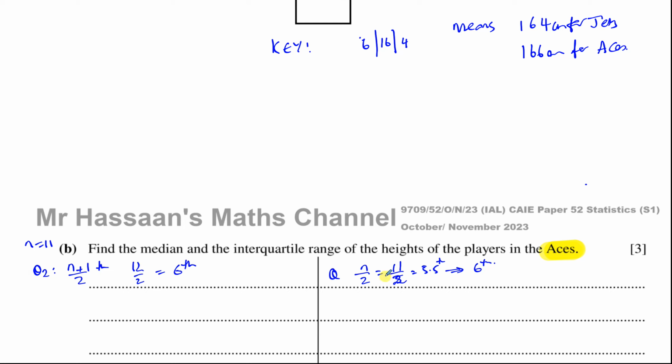But in this method, you take 11 divided by 2, just n over 2. If it comes out as a whole number, then you would take that number and the one after it. Okay, but if it comes out as a decimal, you round up to the next. And as you see, both of them give us the same entry, which is the 6th entry. So we can say Q2 is equal to the 6th entry.